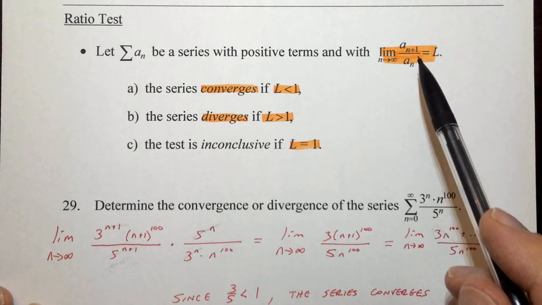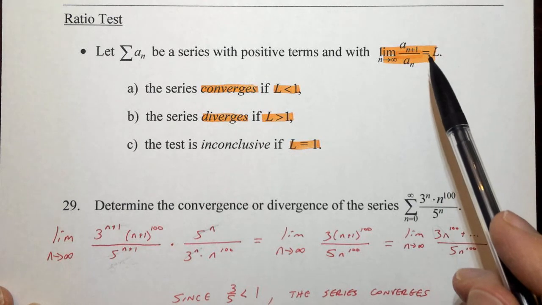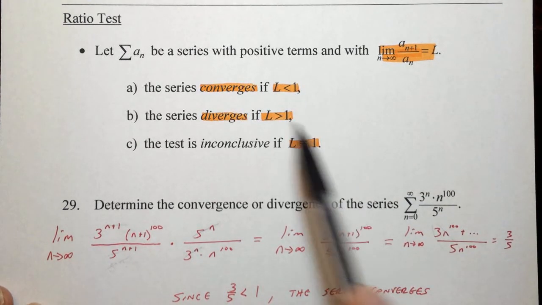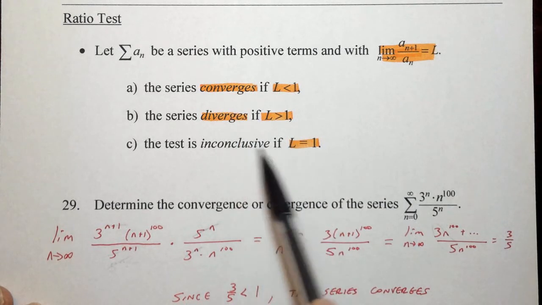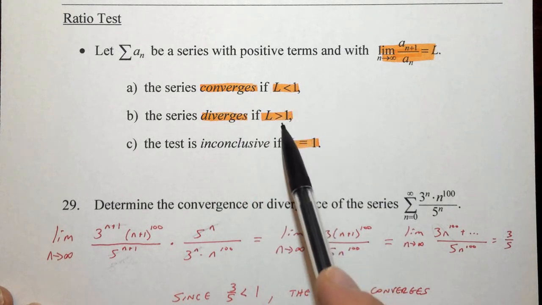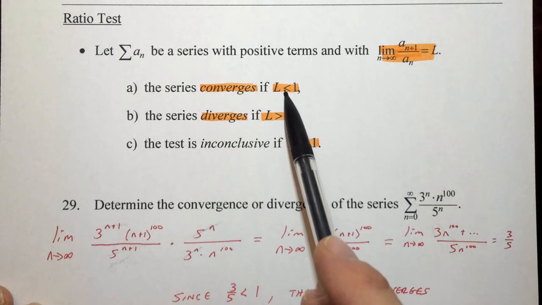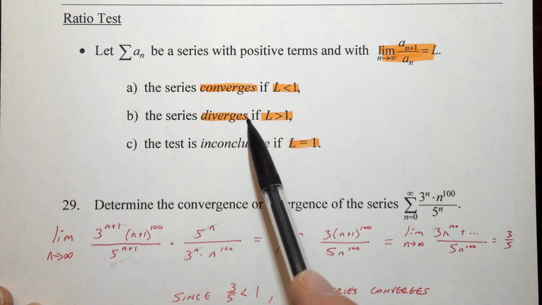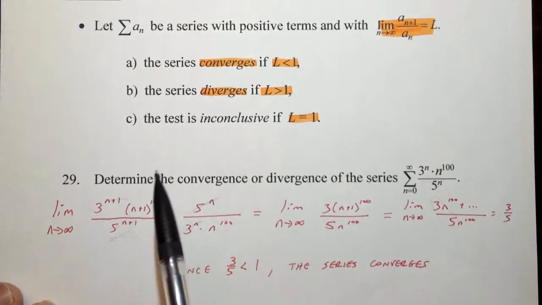Just as a reminder with the ratio test, we took a limit, and we're looking to see what the answer was. The answer can either be less than 1, greater than 1, or equal to 1. Equal to 1 happens every now and then, but mostly we either get less than 1 or greater than 1. If the result is less than 1, our series will converge. If the result is greater than 1, the series will diverge. The example that we did was number 29.